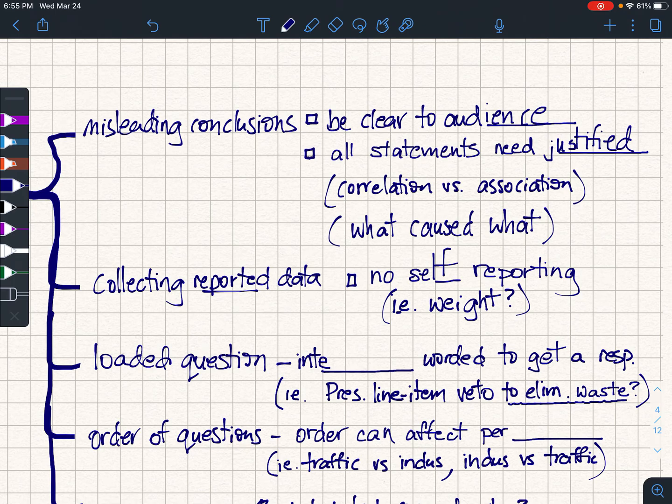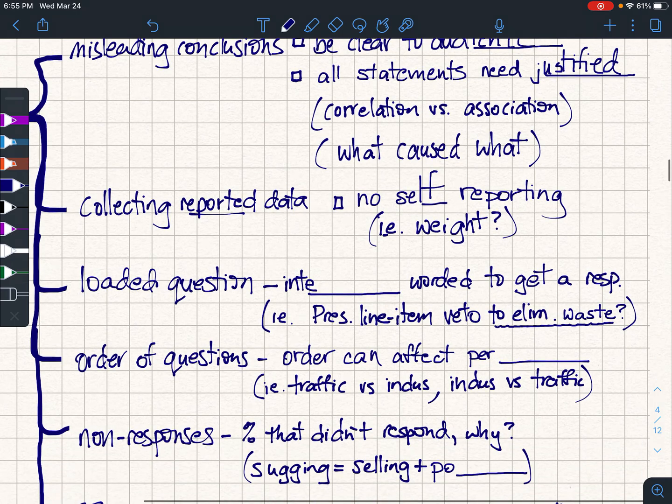Sometimes, well, I'm trying to think of the word that I wanted here. When you word a question purposely is the word I'm trying to get at. A question purposely worded to get a response.